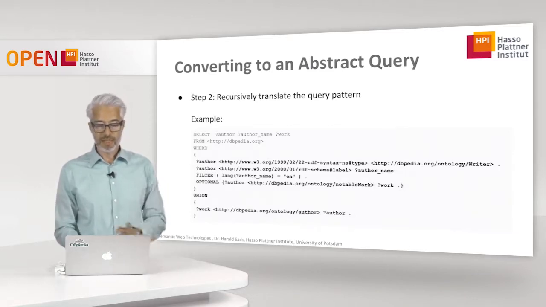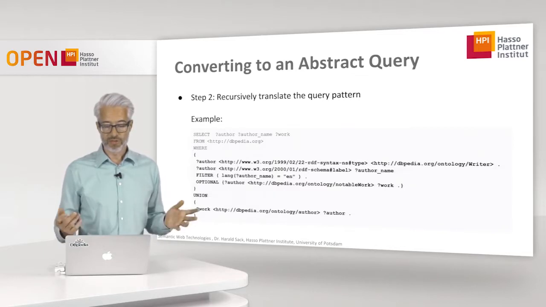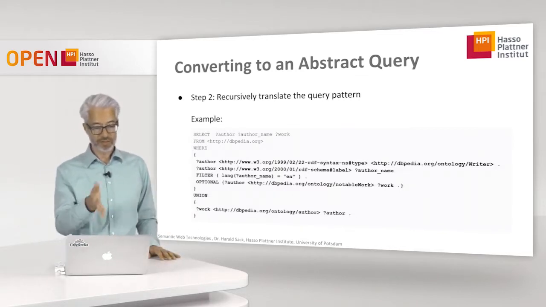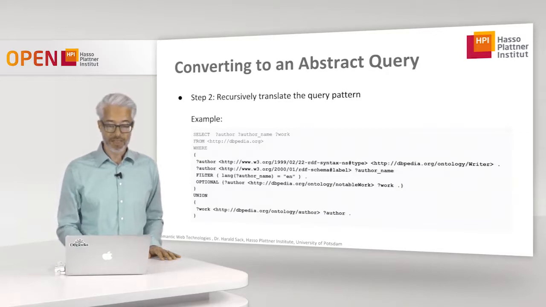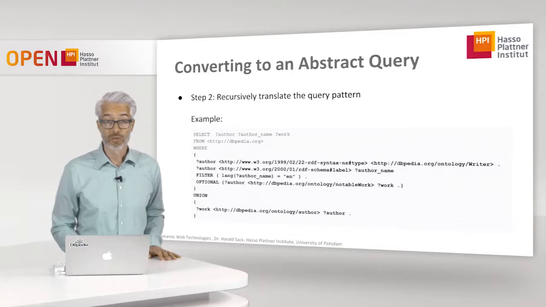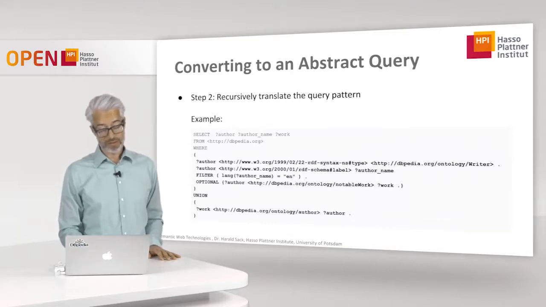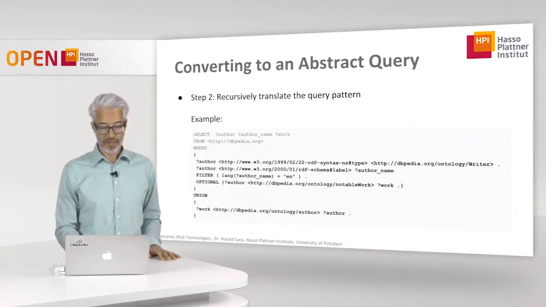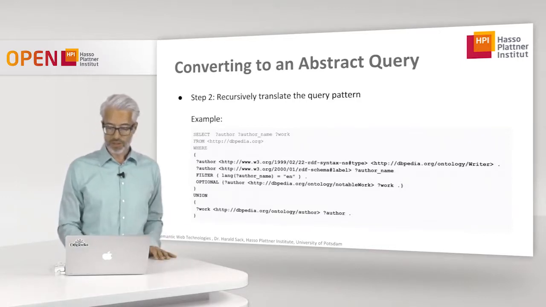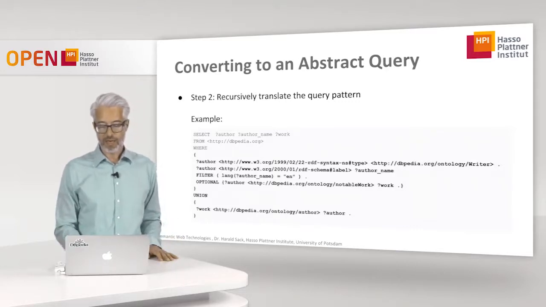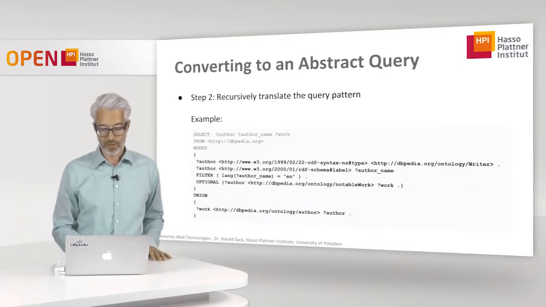I have a select query here which selects three variables: author, author name, and work. In the end this should be a projection of the results that are evaluated in the where clause. In the where clause you have several triple patterns, basic graph patterns, that are combined here. First we will find an author, which means the variable author should be of type writer. And then the author also should have a label, which is the author name.